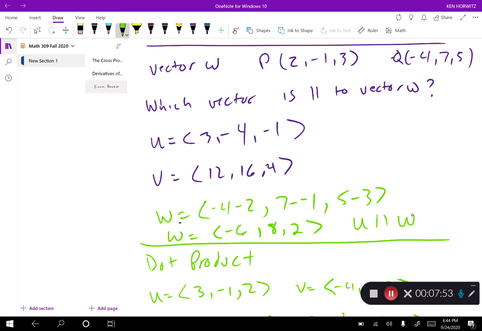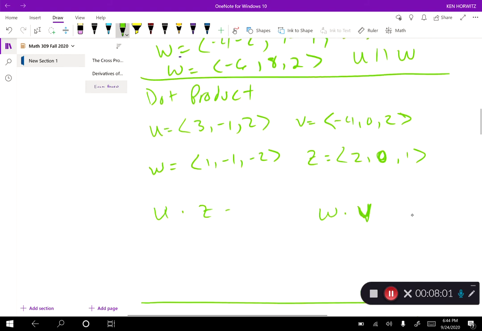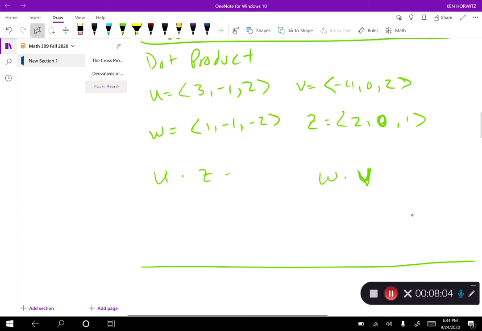So we did some vector operations. We did addition and subtraction. However, there are two operations that get us to multiplication, and they are the dot product. I have 4 vectors here. I want to know u dot z, I want to know w dot v, and I want to know u dot w.